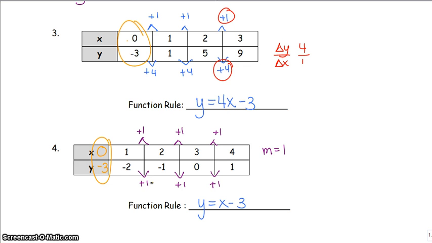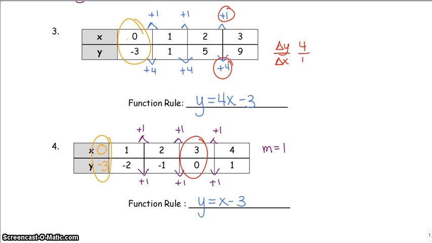And then, hopefully you did not get tricked. This is not your starting point because you want the x to be 0, not the y to be 0. So you actually had to work backwards in your table, subtracting 1 to find when x is 0, subtracting 1 to find that your y-intercept is negative 3. So your function rule is y equals x minus 3.